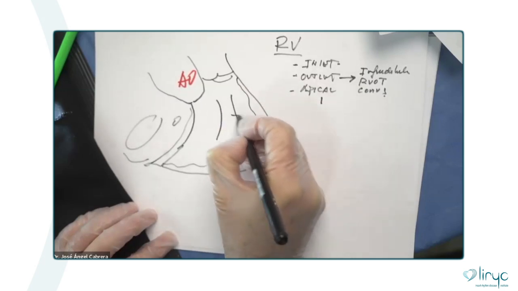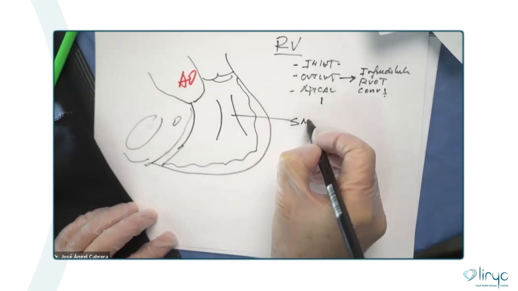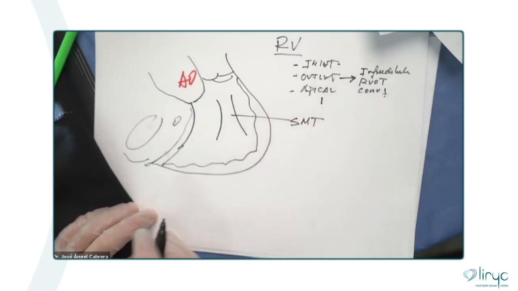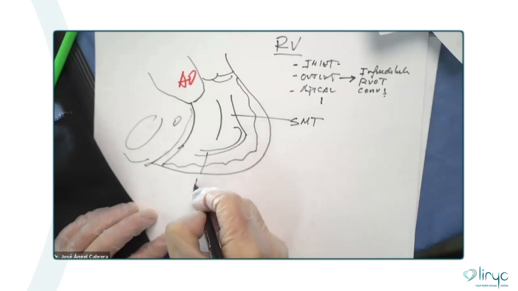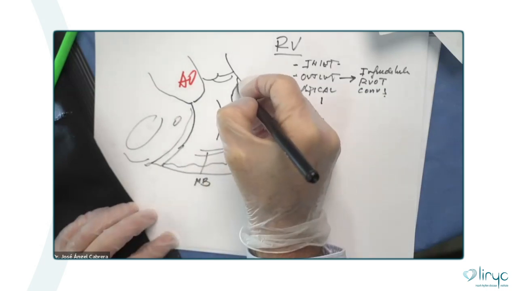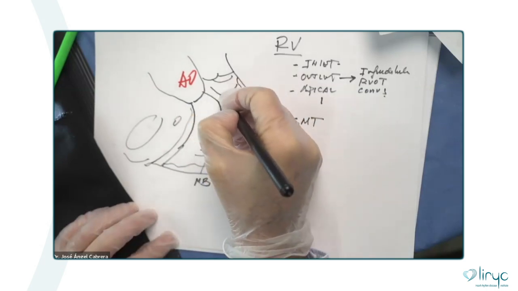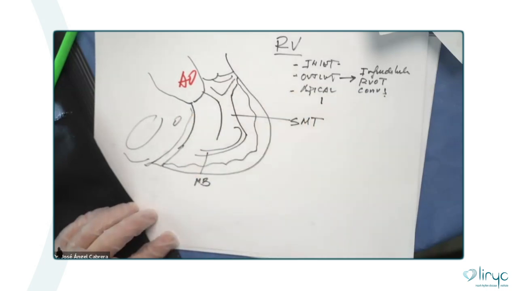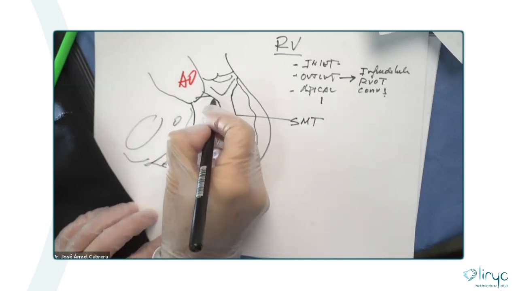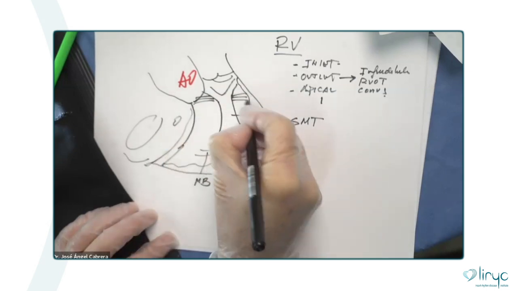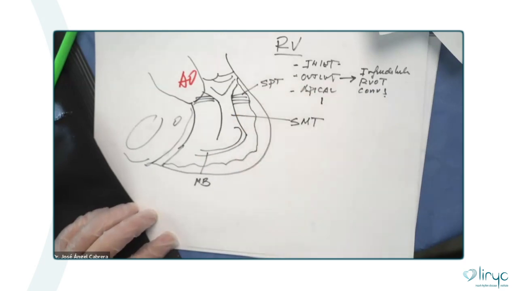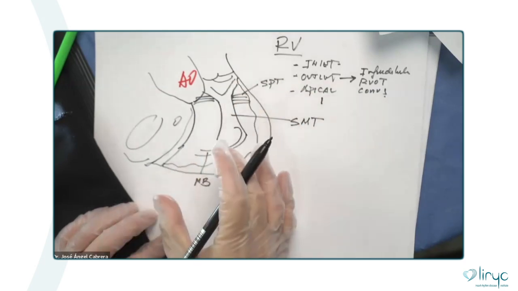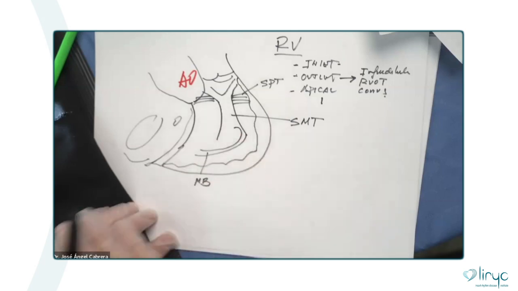The name of this trabecula is the septomarginal trabeculation, and this is in continuity with this, that this is the moderator band, and we have an infundibular attachment of the septomarginal trabeculation, and here we have the septoparietal trabeculations.